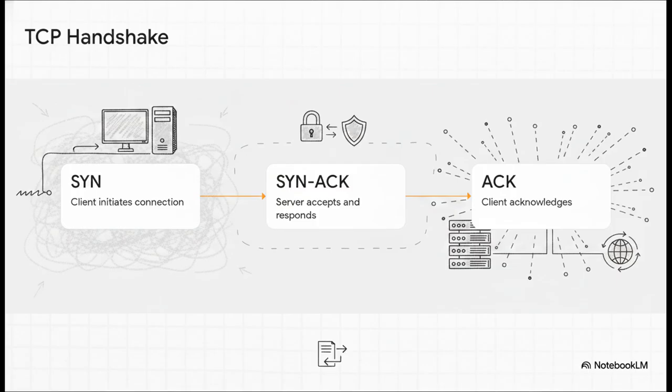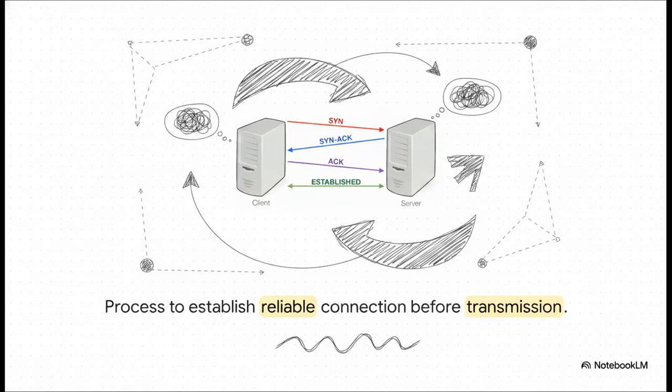Step 1, the client initiates the connection by sending a synchronize, or SYN, packet. Step 2, the server accepts it and responds with a synchronize acknowledge, or SYN ACK, packet. And finally, Step 3, the client sends an acknowledge, or ACK, packet right back. It's essentially a highly polite, perfectly synchronized greeting. The client says, "Hello, I'd like to talk." The server replies, "Hello, I hear you and I am ready." And the client finishes with, "Great, let's talk." This whole little dance ensures both sides are totally synchronized before a single byte of actual data is ever sent.